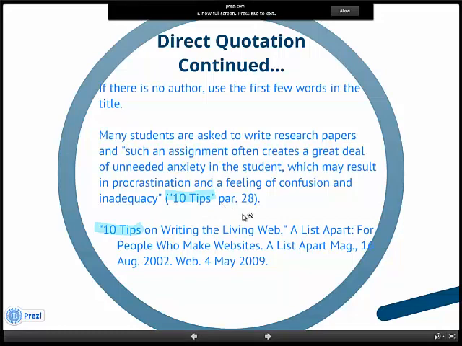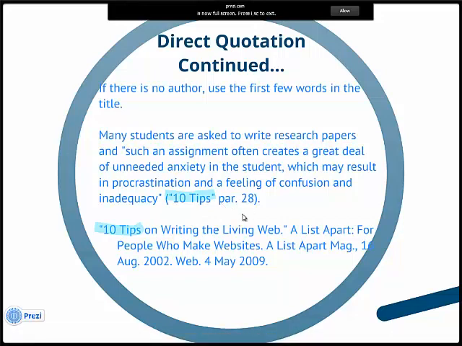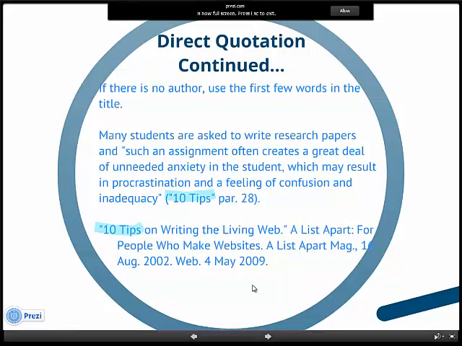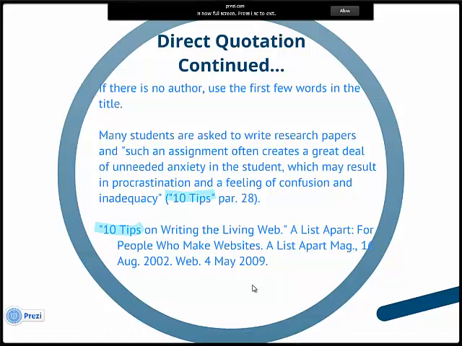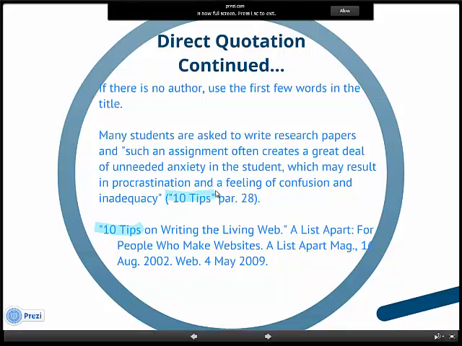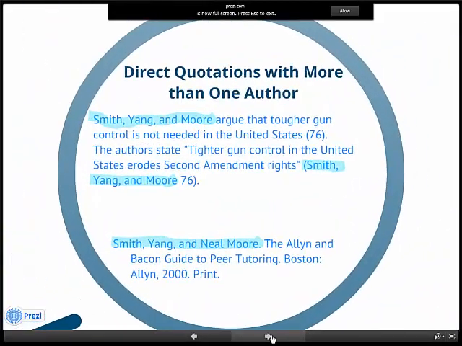So I put PAR period 28. And you'll have to talk to your teacher to see if they prefer a paragraph number if there's no page number. And if they don't, then you would just simply leave it out and end your parentheses and then put the period after your parenthetical citation.